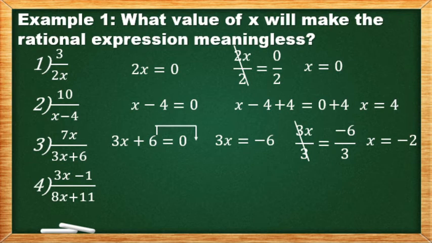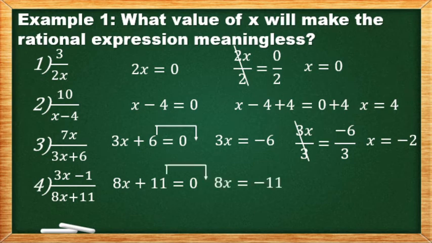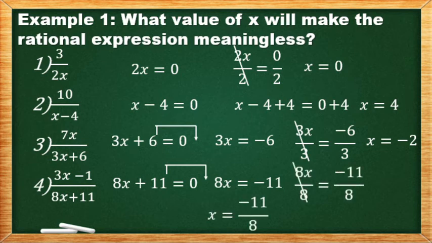Our denominator is 8x plus 11, equate to 0. Transpose 11, magiging negative 11. That's why we have 8x is equal to negative 11. Divide both sides by what? Yes, by 8. So we can cancel 8. Kaya magiging x is equal to negative 11 over 8. Since we cannot divide negative 11 by 8, or may remainder siya, iwan lang natin ng fraction yung sagot.